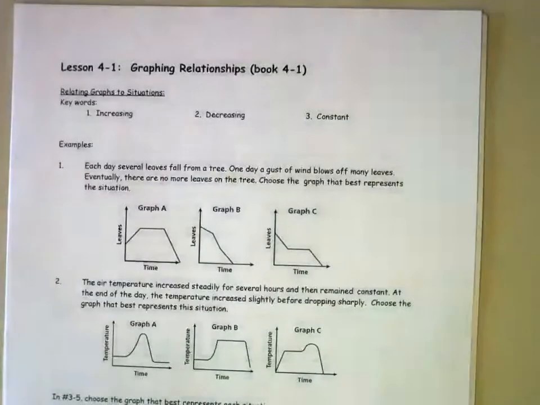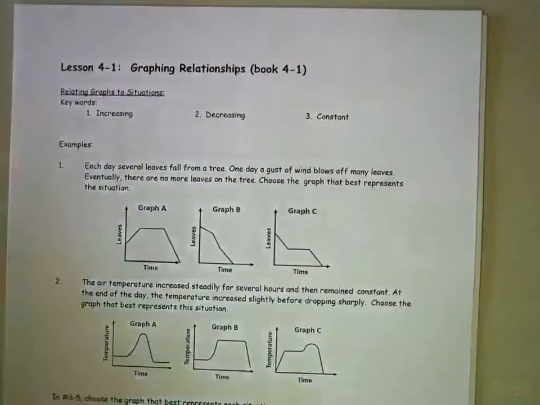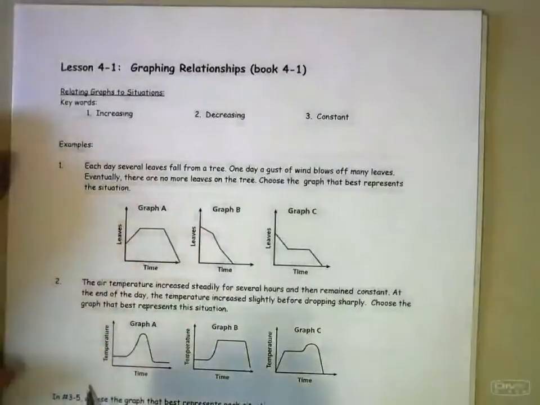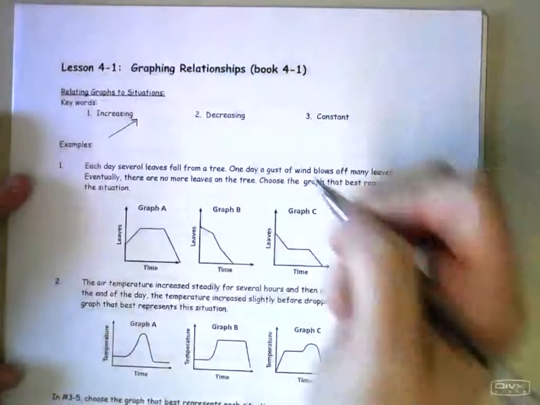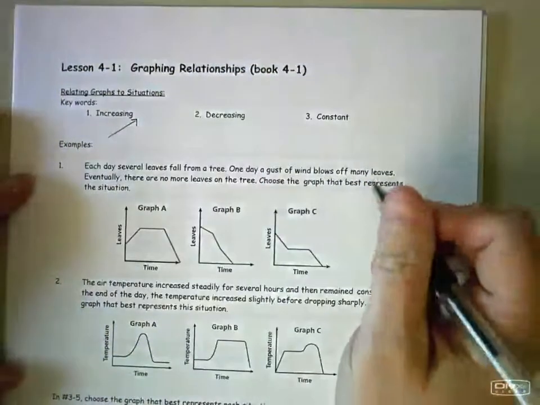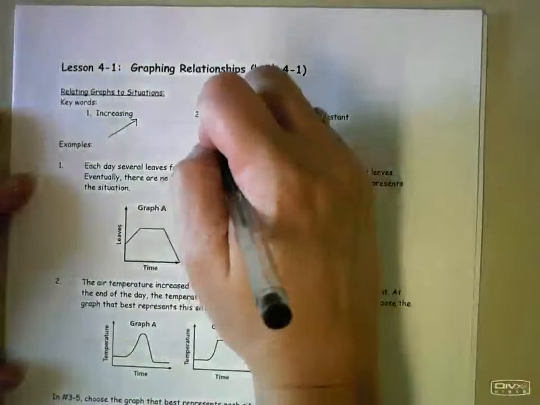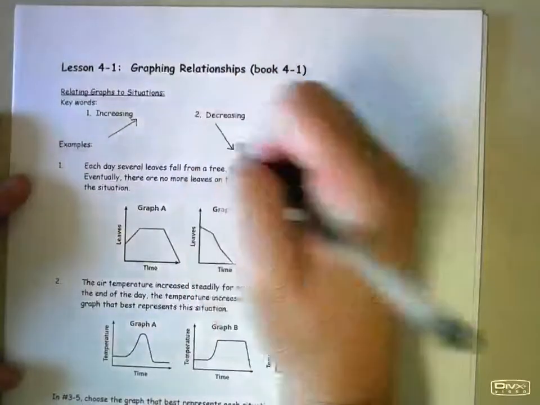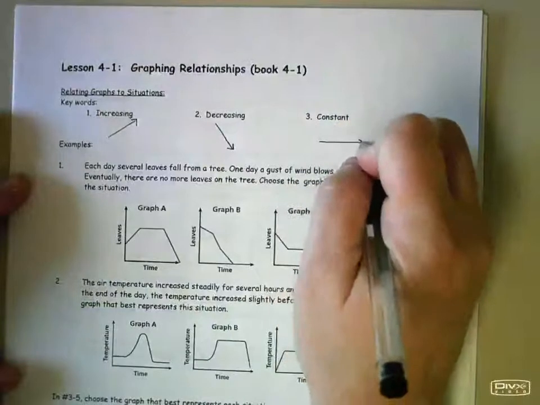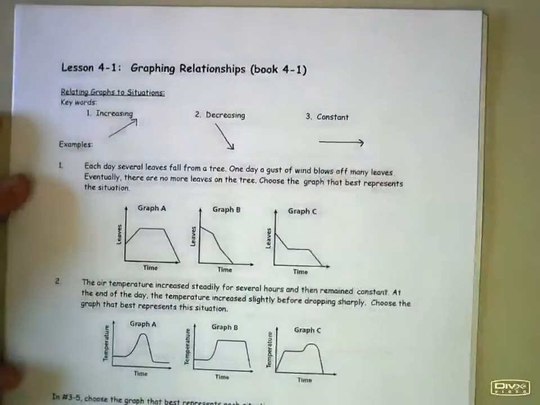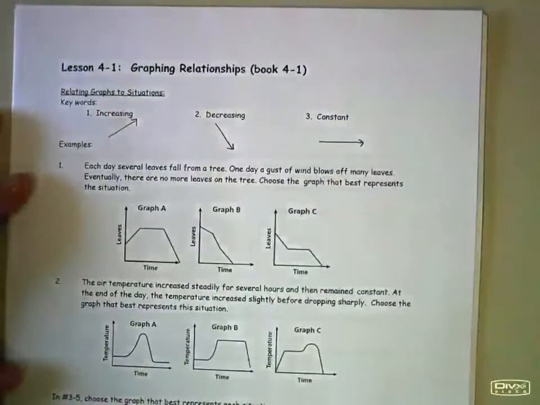In Chapter 4, Section 1, we are looking at graphing relationships, and we have three key words here. If you have a graph and it says increasing, that means the graph is going up. If you have a graph and it's decreasing, the graph is going down. And if there's something that's a constant, that means your graph is horizontal. So our first two examples, we need to figure out which graph matches this.